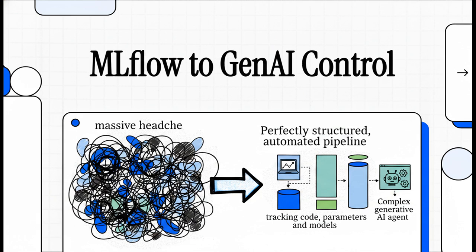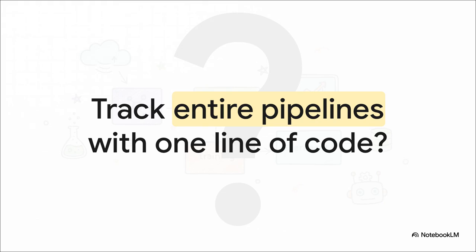You know, the kind where you accidentally overwrite your absolute best model checkpoint at 2 in the morning just because your files were a total mess. Well, today, we're going to look at how to completely eliminate that friction. We have all been there.